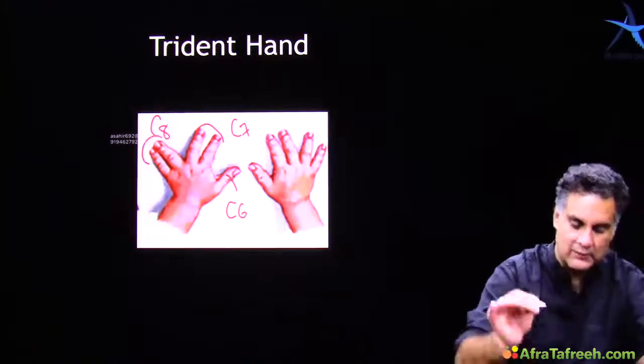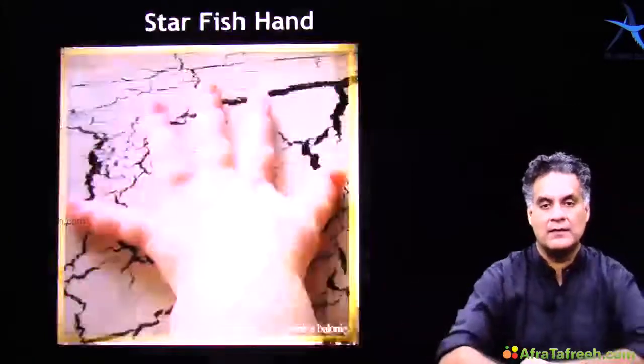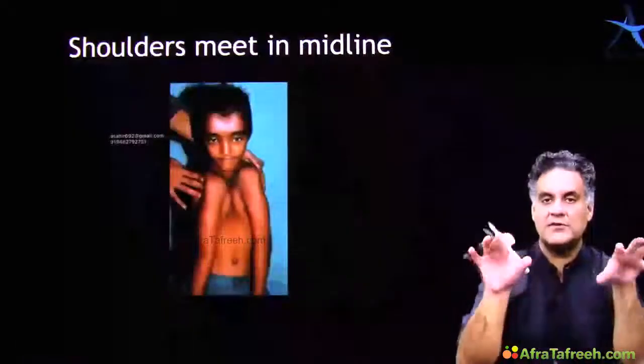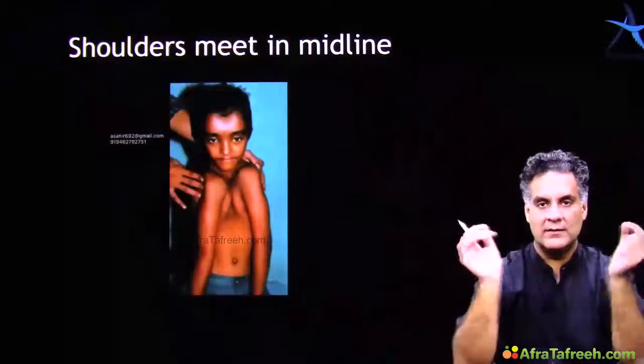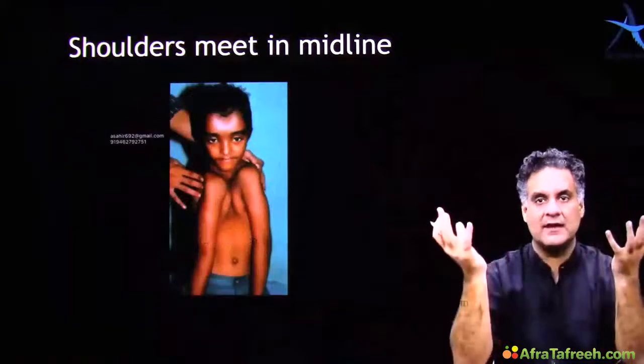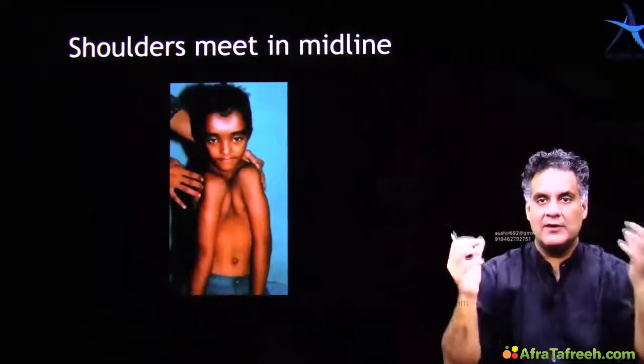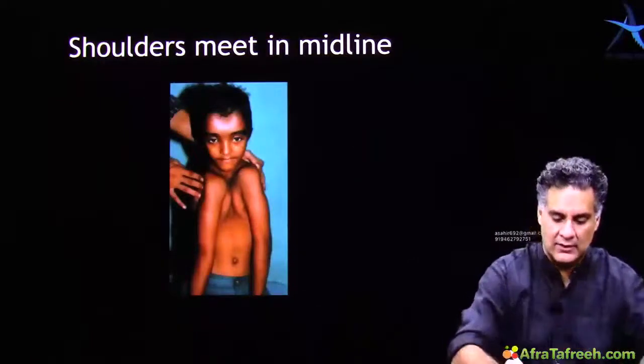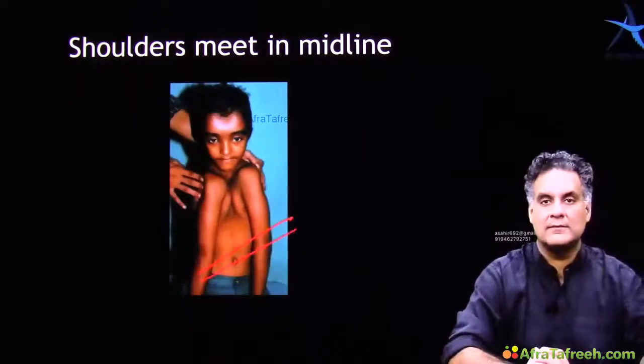This is the sensory supply to remember. Just a way to remember. This is all fingers equal. Starfish hand. And when you have intramedullary ossification defect, cleido means clavicle, cranial means skull, they are defective. And when you don't have clavicle, your shoulders can meet in the midline. This is called as cleidocranial disorder.